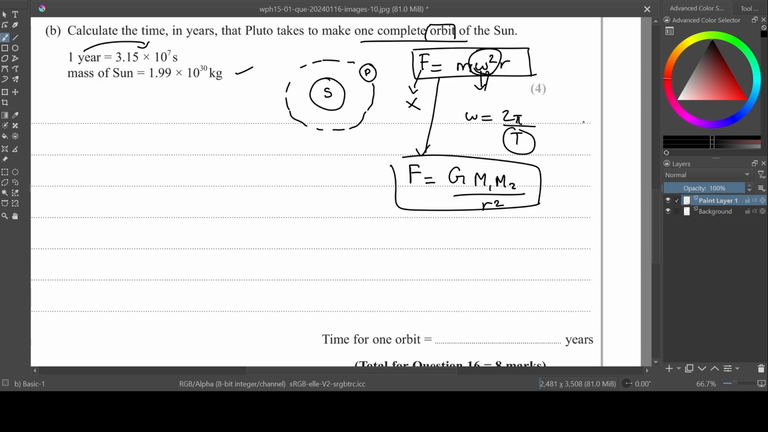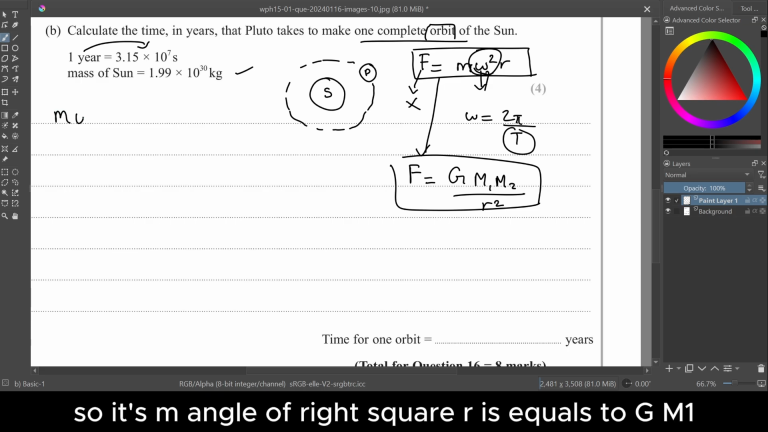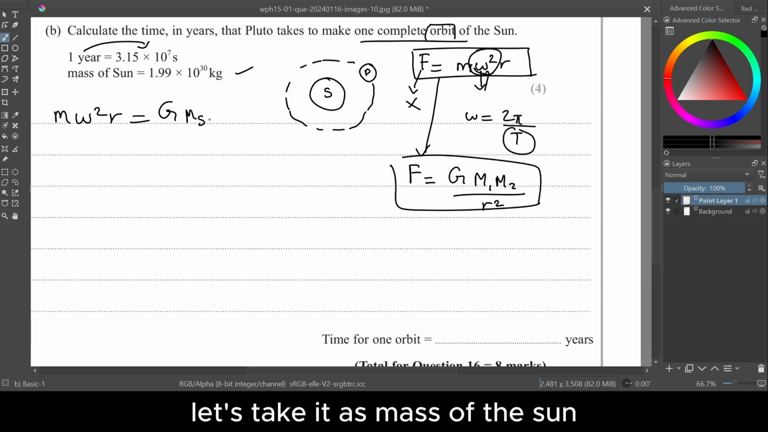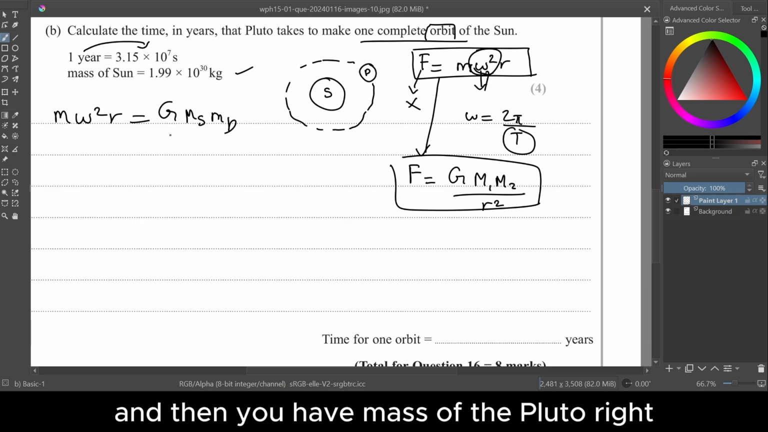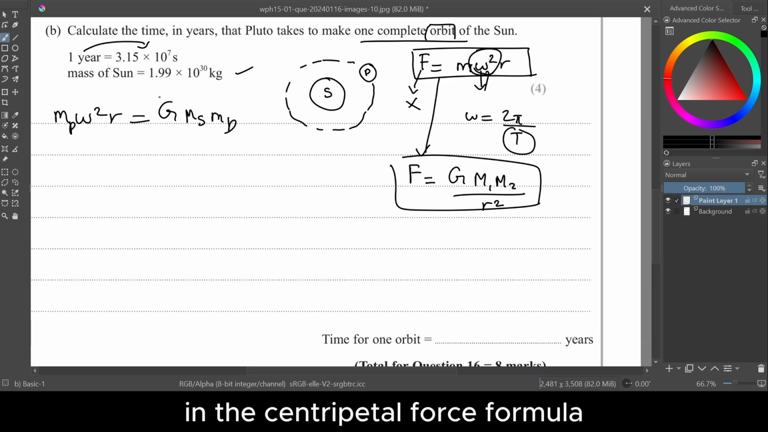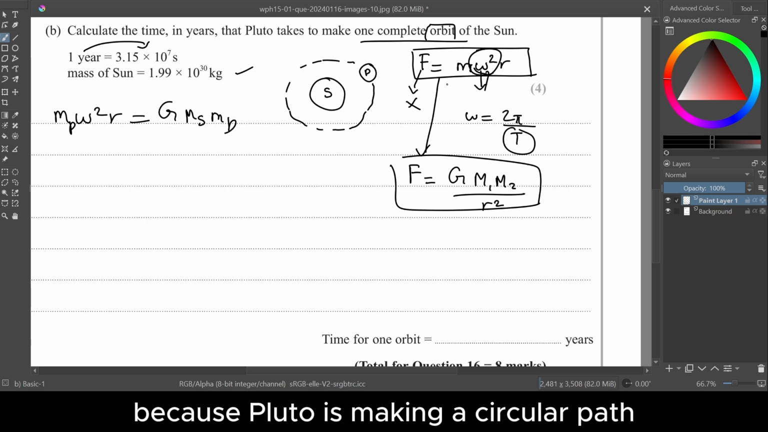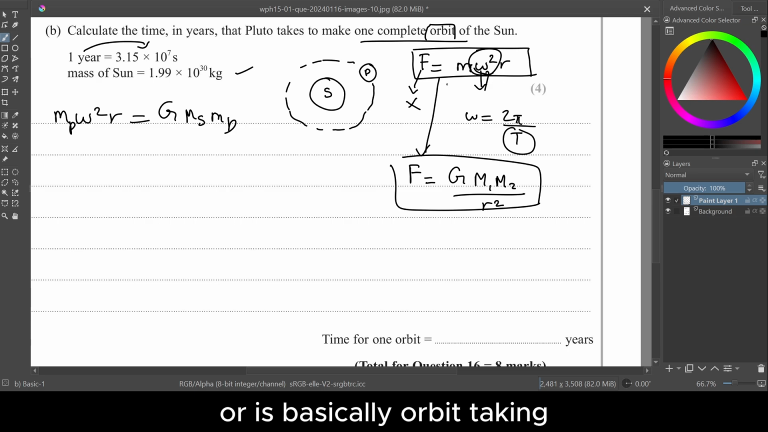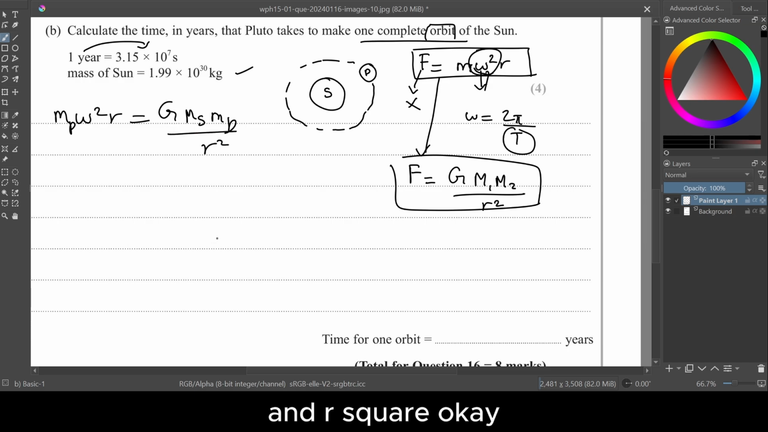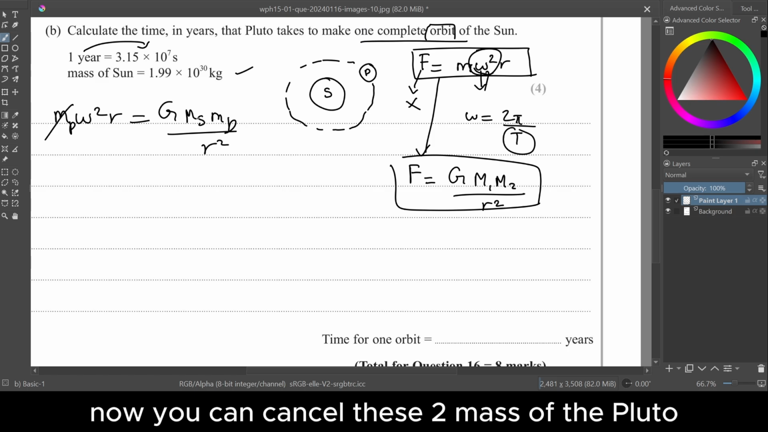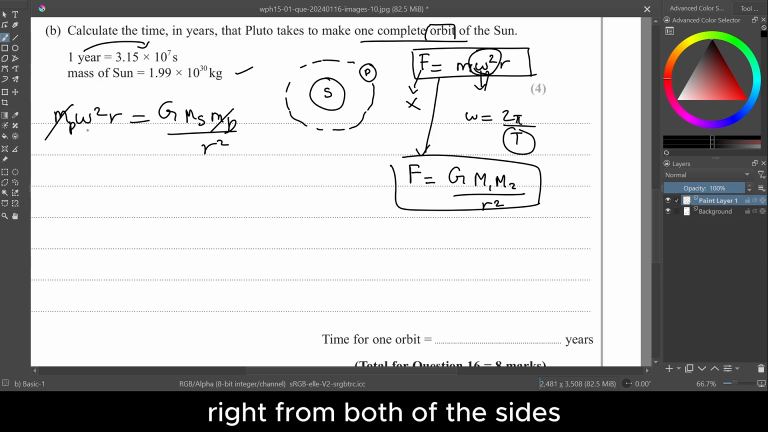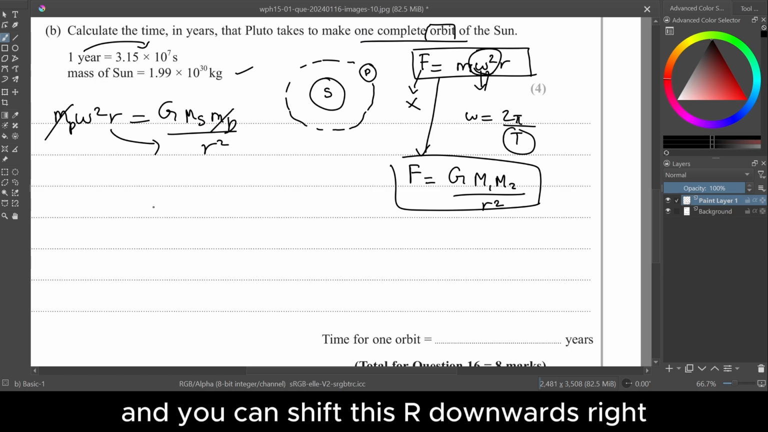Now, if we write it simply, it's m ω² r equals G m1, let's take it as the mass of the Sun, times the mass of Pluto, over r squared. This m is the mass of Pluto in the centripetal force formula, because Pluto is making a circular path, basically an orbit. Now you can cancel the mass of Pluto from both sides, and you can shift this r downwards.